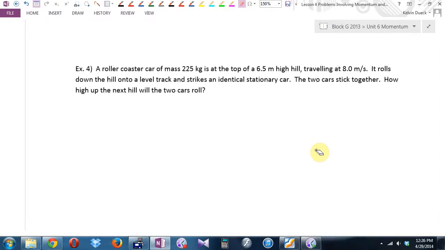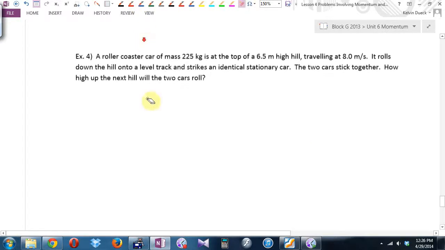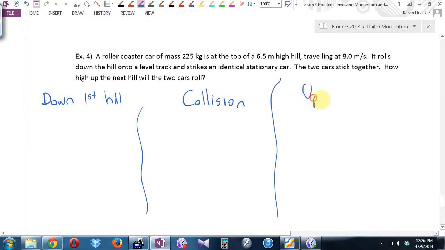Roller coaster of mass 225 kilograms at the top of a 6.5 meter high hill. It rolls down, that's a change in height, that's conservation of energy. Strikes an identical stationary car. Bam! They collide. The two cars stick together. How high up the next hill will they go? You know what? This question here has three parts. Down the first hill, collision, up the second hill.